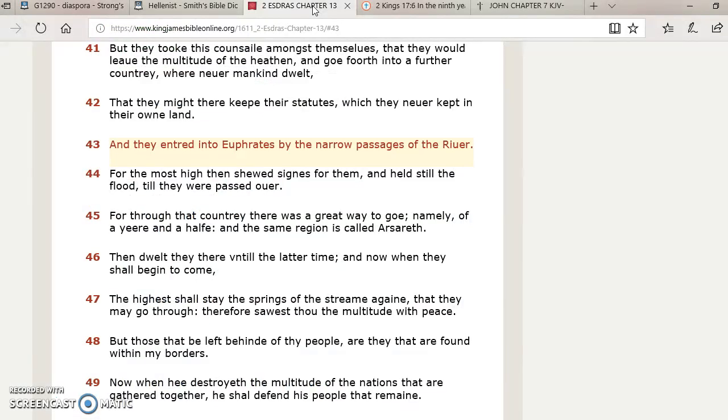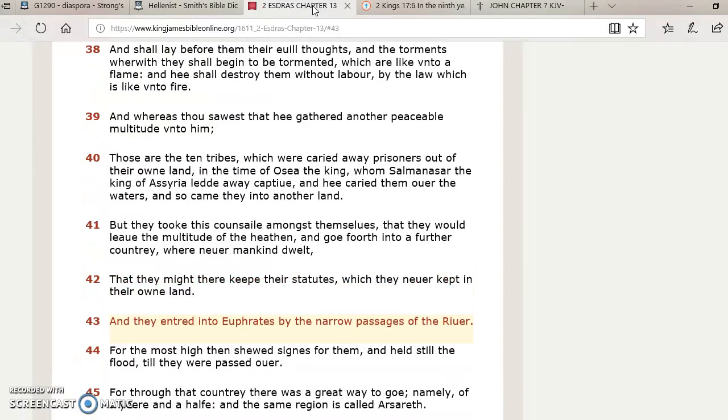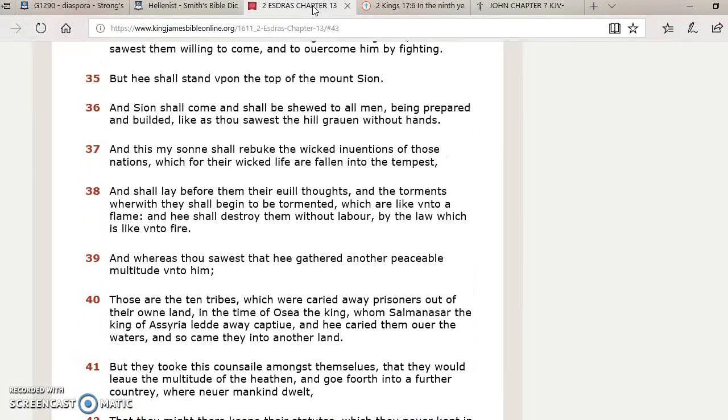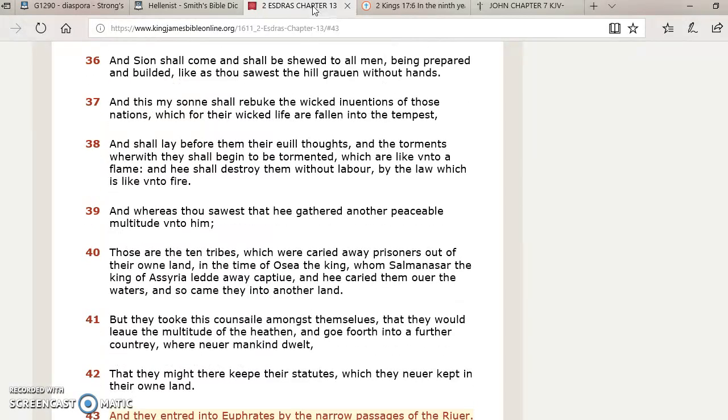I'm going to explain a little bit of something. Okay, so now this is the Apocrypha, 2nd Ezra chapter 13. Let's start at 37. 2nd Ezra chapter 13 and 37. "And this, my son, shall rebuke the wicked inventions of those nations, which for the wicked life are fallen into tempest, and shall lay before them their evil thoughts." Right, because the inventions of the nations are wicked, and that's called persuasion or influence.